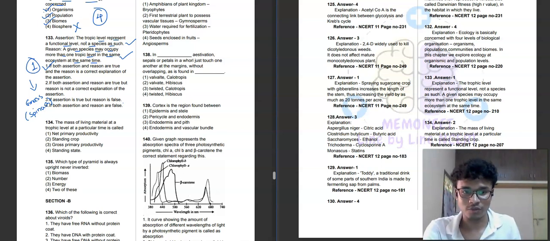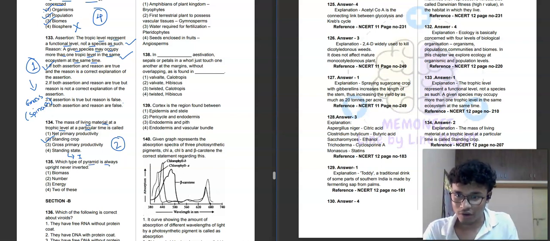Moving towards the next question, 134. The mass of living material at a trophic level at a particular time is called net primary productivity, standing crop, gross primary productivity, or standing state. So the second option will be our correct answer for this question. What is standing state? Standing state is basically the amount of inorganic substances in an ecosystem. Moving towards the next question, 135.